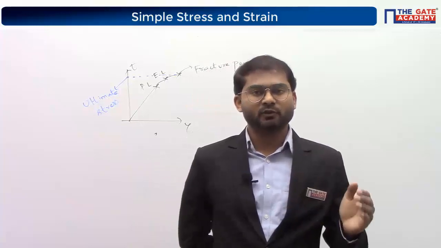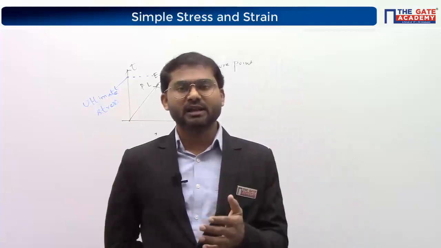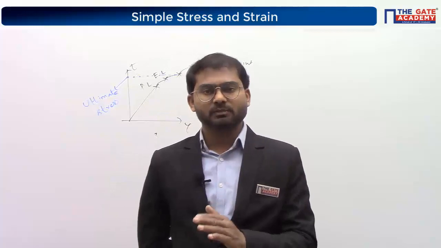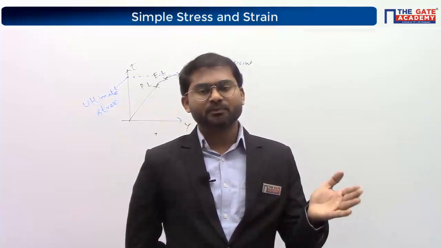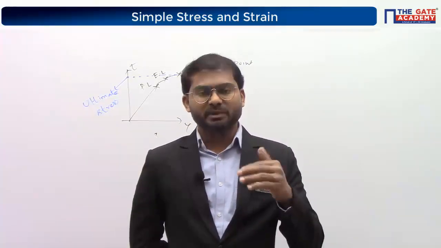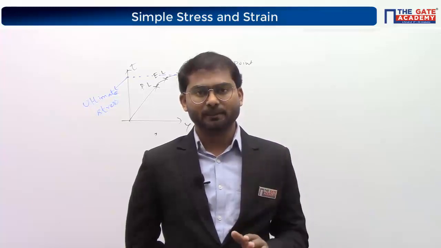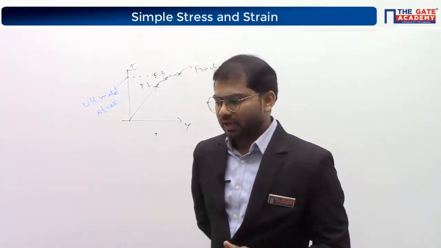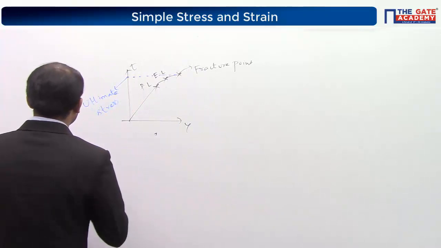If a metal can show plastic deformation before fracture, then that is called a ductile material. If the metal cannot show plastic deformation before fracture, if immediately after the elastic region it is breaking, we call it a brittle material. Understood? Clear? I hope you guys have copied those diagrams. I'm writing down the statements here.